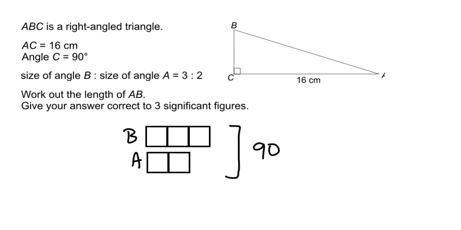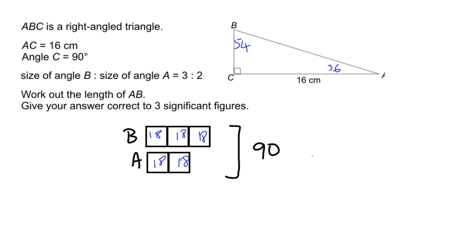And I have 5 blocks, and that tells me that 90 divided by 5 is 18. So each of these will be 18. So therefore angle B will be 3 lots of 18, and that will be 54 degrees, and angle A will be 36 degrees. So now we want to find the length of AB.